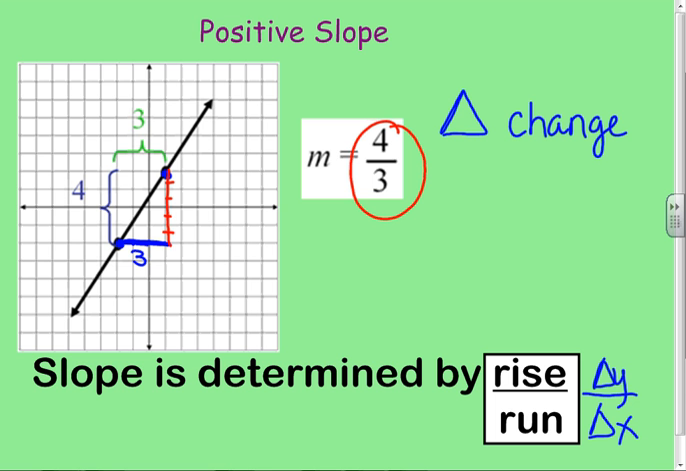It's the Y's over the X's. They could have done it X over Y, but they didn't. Mathematicians chose to do it Y over X. So that's all we're going to do today. We're not even going to do the slope formula. There's a formula for it.